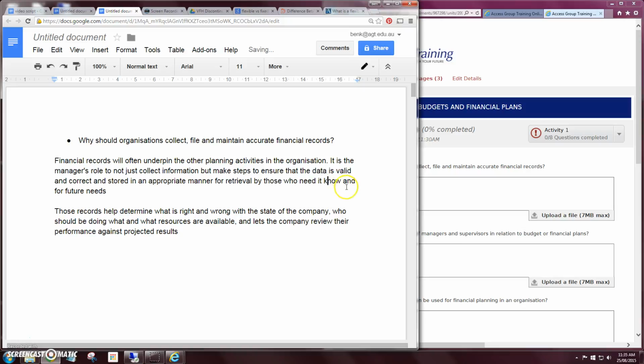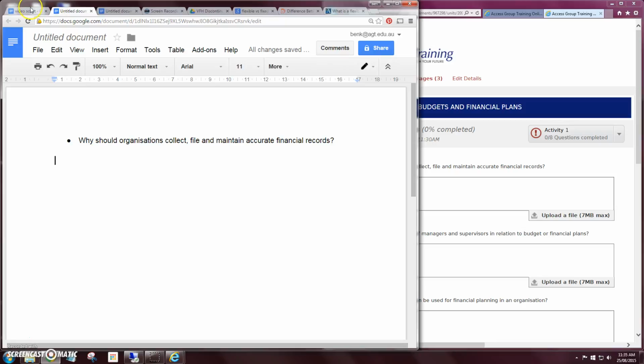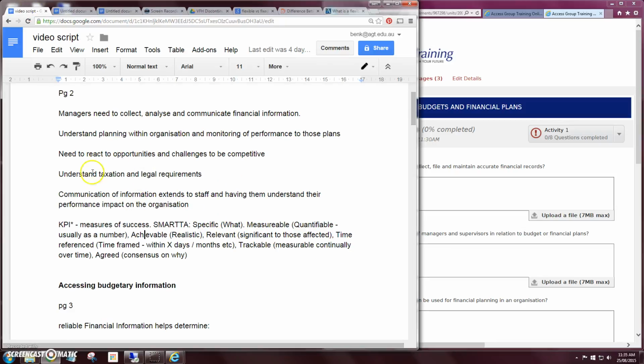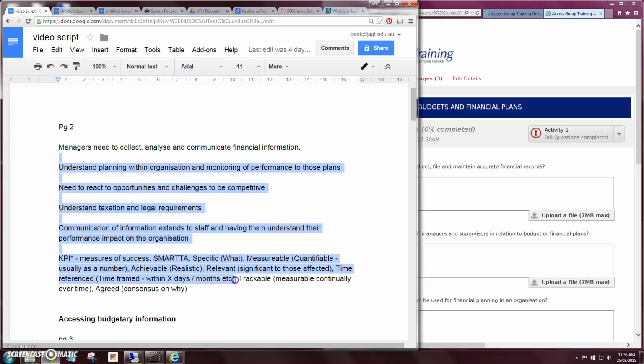know it, who need it now, and for future needs. So where has that all come from? If I go back to my notes, it's all coming from this collection of notes that I've taken here, and actually on that first page of information there.